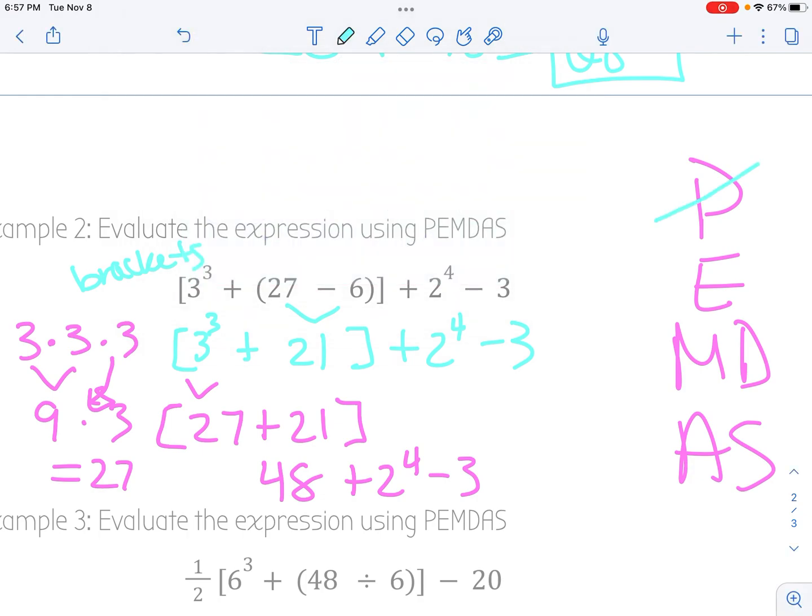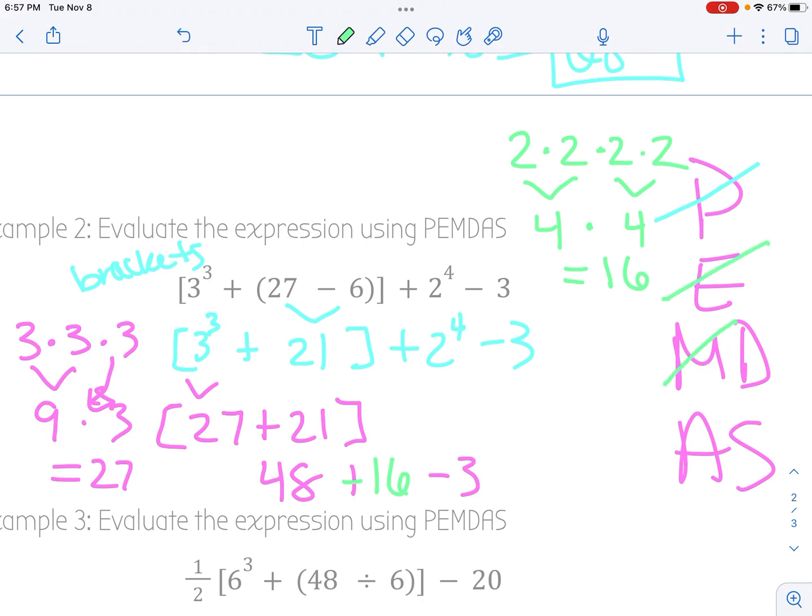So now I'm done with my parentheses. I still have an exponent. I have this exponent up here of 2 to the power of 4. So 2 to the power of 4 is saying I'm multiplying 2 by itself 1, 2, 3, 4 times. 2 times 2 is 4. 2 times 2 is 4. I can multiply those together to get 16. So 2 to the power of 4 is actually 16. I'm going to erase this right here and put in a 16 there, just to save myself some room. So I'm done with exponents.